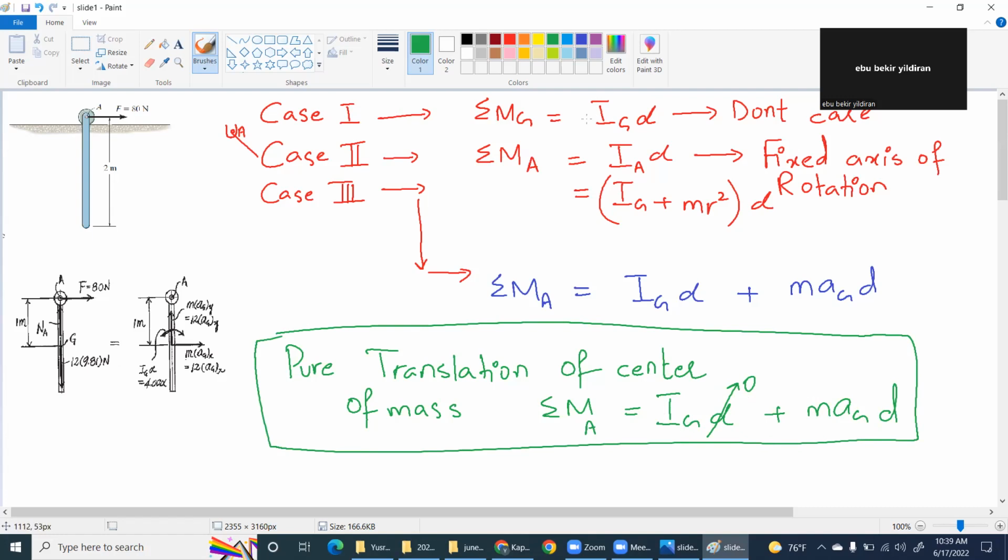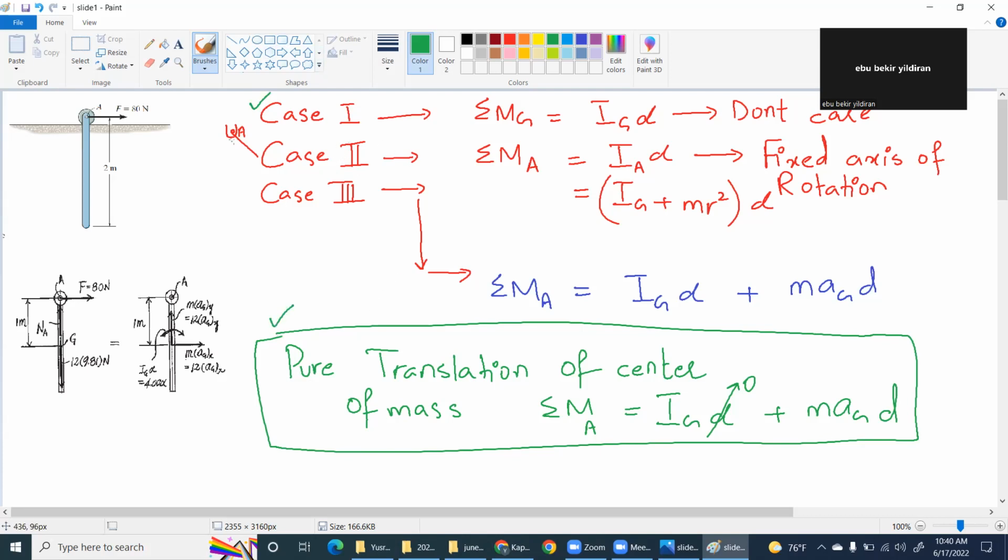Case 1, so many times. Summation of moments about the center of mass is equal to Ig alpha. Your center of mass itself is going towards the right or left, I don't care. Your center of mass is sitting right there and the disk is rotating, I don't care. Summation of moment about center of mass is equal to Ig alpha. So you should not have any confusion here.